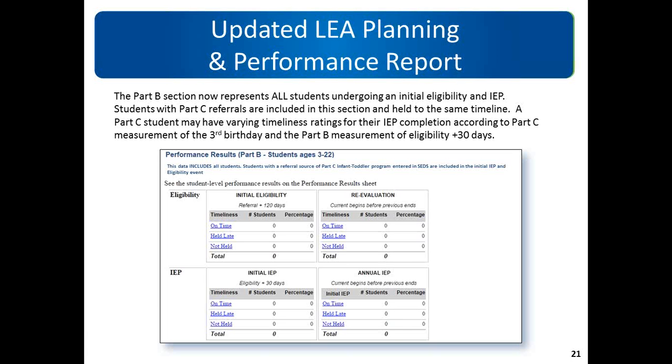So for those Part C to B students, they will have one measurement at the top of the report showing whether or not their IEP was in place by age 3, and then they will also have 2 metrics here in the middle of the report for meeting the 120-day eligibility requirement and then meeting the 30-day IEP requirement following the eligibility. And we'll talk more about where you can find these reports in SLED. We'll remind you of that later in the webinar.